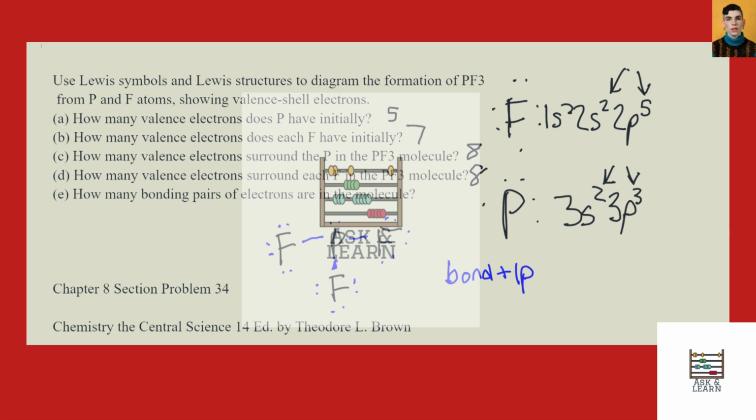And letter E asks, how many bonding pairs of electrons are in the total molecule? And so since there are 3 bonds, there will be 3 bonding pairs of electrons in phosphorus trifluoride.